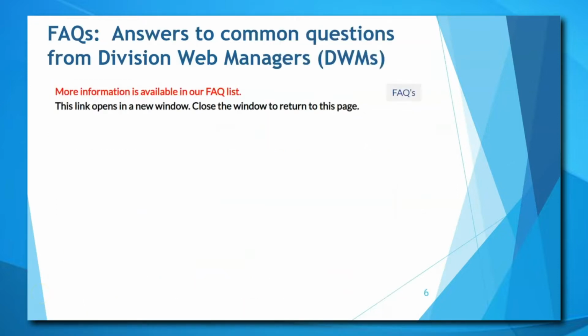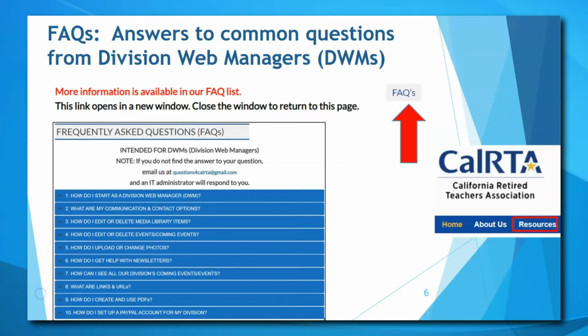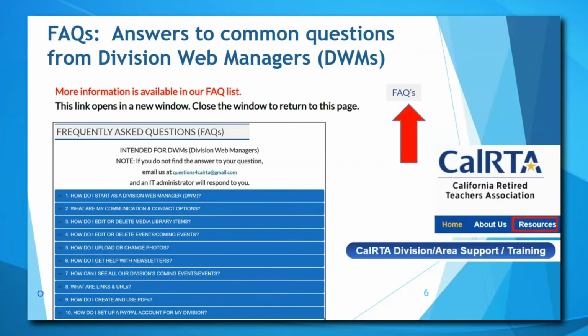Just below that section, you'll find a button labeled FAQs, or Frequently Asked Questions. When you click on this button, you're taken directly to the division website support and training page and the Frequently Asked Questions category. This page can also be accessed by clicking on the Resources link on the blue menu bar at the top of your division website, then clicking on the Support and Training button, and then on the FAQs box.